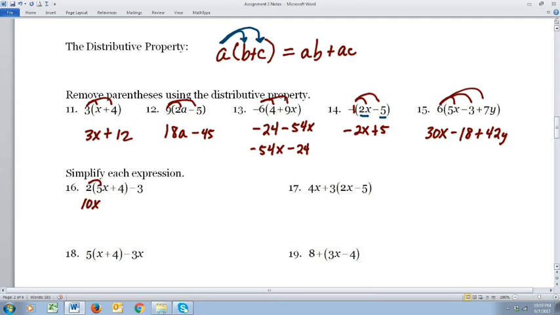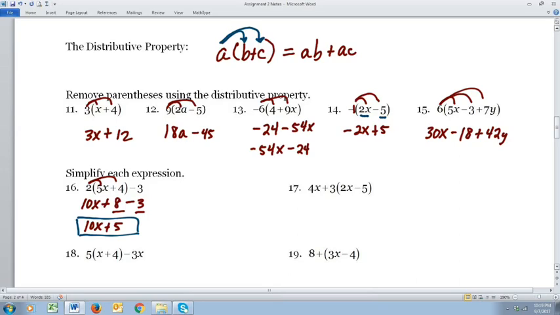All right, number 16, we'll multiply the first two terms. Or let's see, the 2 times the 5x, that's 10x, and then the 2 times the 4 is 8. Now notice the minus 3 is not inside the parentheses. We're not distributing the 2 times the minus 3. It's separate. So we'll just bring it down. Now we can combine our 8 and our 3, or minus 3. We're going to get 10x plus 5.